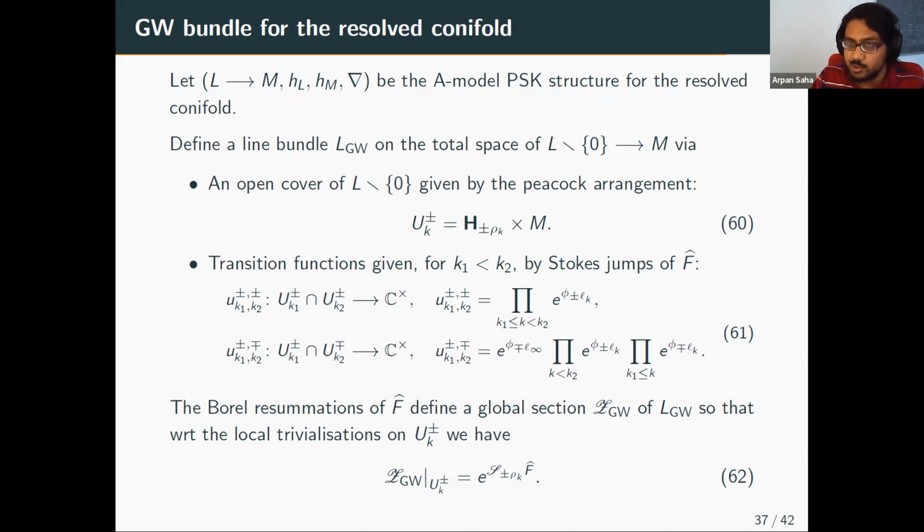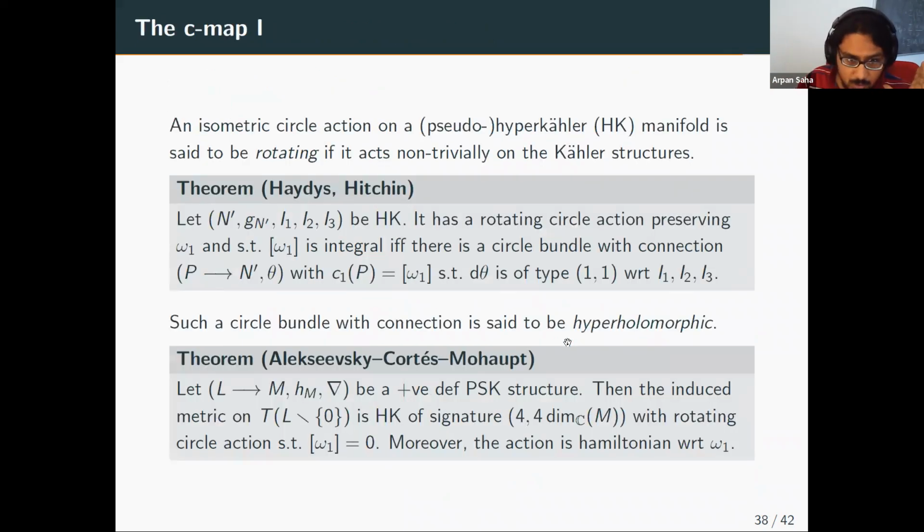And basically the line bundle is chosen in such a way that its transition functions are the exponentials of the Stokes jumps. So that means that e to the power f hat, or the Borel resummations of f hat, basically define a global section of this line bundle. Okay, and physically that should correspond to the Gromov-Witten partition function. And it is this line bundle on the total space of L that will play a role in the C map.